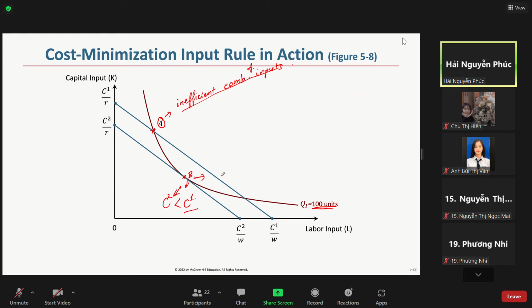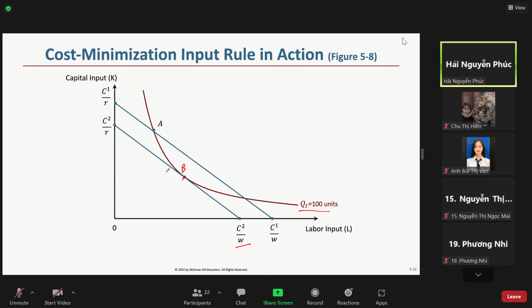So point B is the point that tells us about an efficient combination of input that helps us to minimize the cost of production. Now, let's once again look at point B. What is the characteristic of point B? Point B is the tangency point. It is a tangency point between the isoquant and isocost.